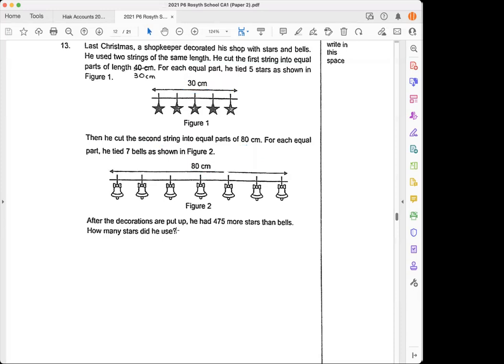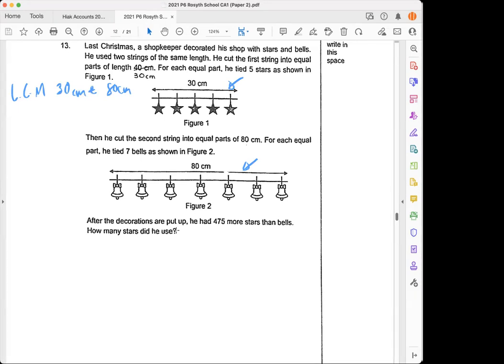Now, let's calculate the minimum number of star strings and the minimum number of bell strings so that their totals will be equal. The way to do it is to find the lowest common multiple of 30 centimeters and 80 centimeters, which is 240.